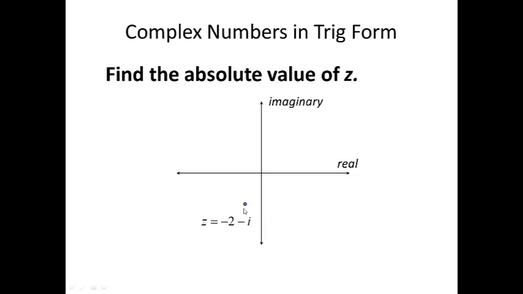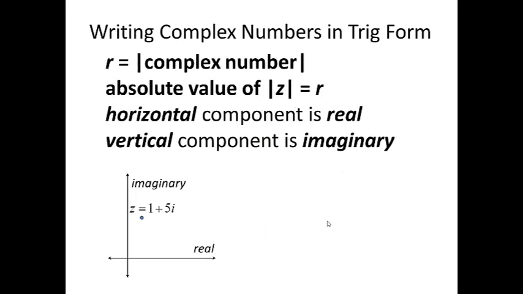Alright, so what is the absolute value of this point here, -2 minus i? If we use the Pythagorean theorem, -2 squared plus -1 squared, we get rad 5. Okay, so just some definitions here. R is the absolute value of z, my complex number, and we use the letter R to represent the radius, like on a unit circle from the center out to that point. The absolute value of z is equal to r, and then the horizontal component is the real part, the one that goes sideways, and then the imaginary part is the vertical component. Okay, so this would be just rad 26 if we were trying to find the absolute value of 1 plus 5i.